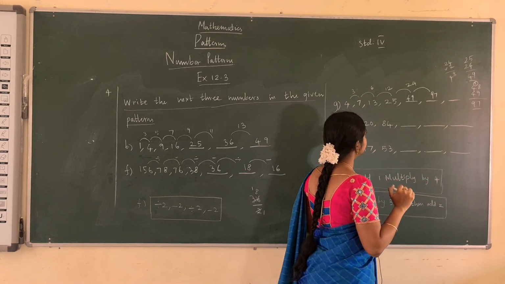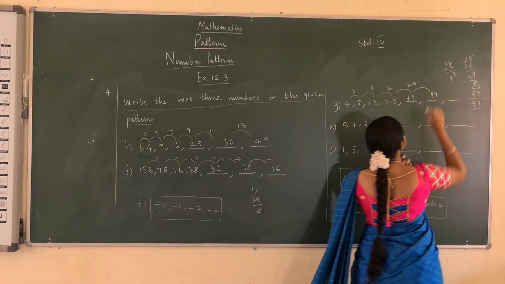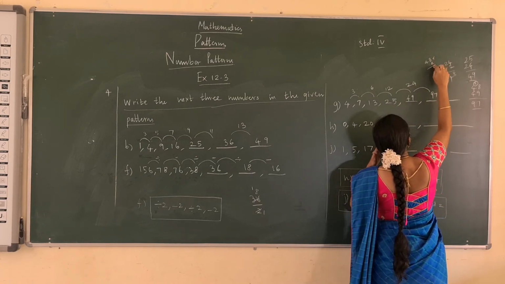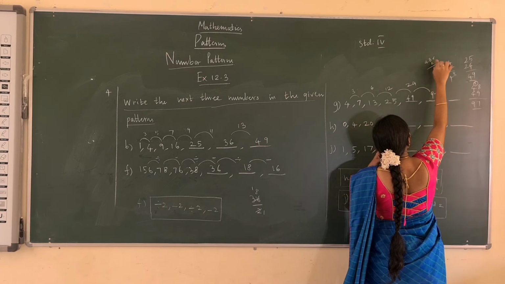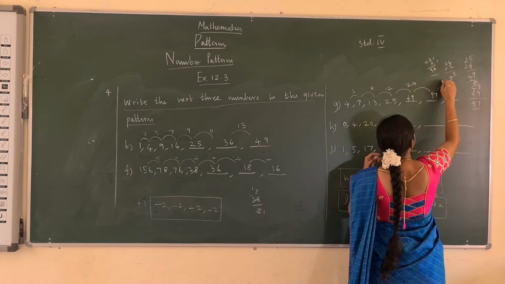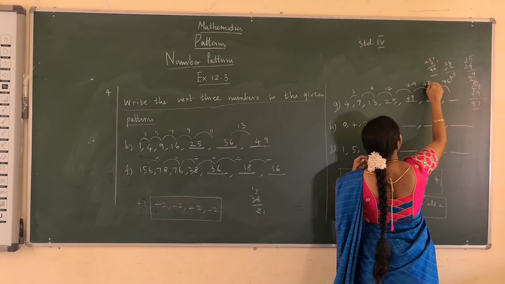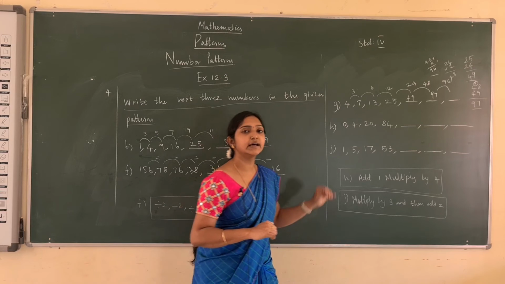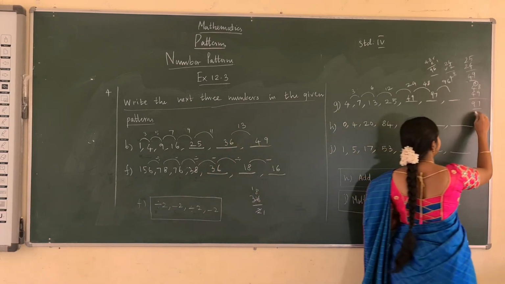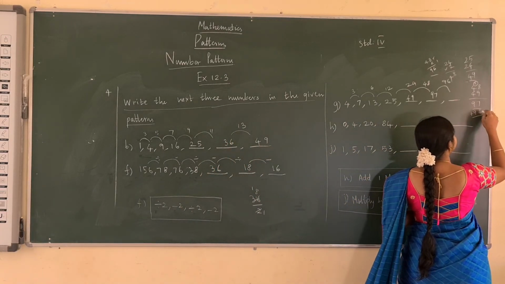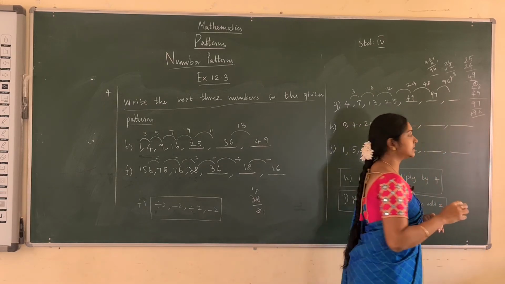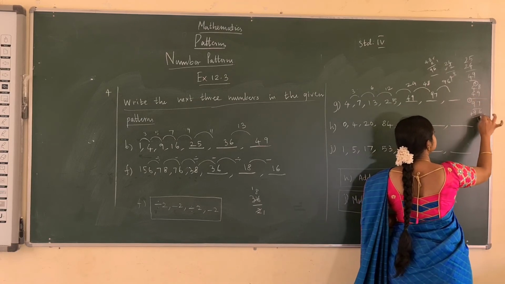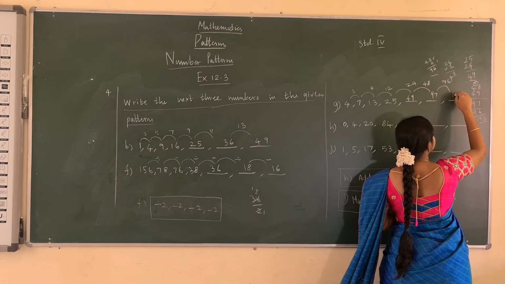Next, their difference must be 48 into 2. 8 2s are 16. 4 2s are 8. 8 plus 1 is 9. So we have to add 96 here. So the difference must be 96. So we have to add 96 and 97. 6 plus 7 is 13. 9 plus 9 is 18. 18 plus 1 is 19. So it is 193.